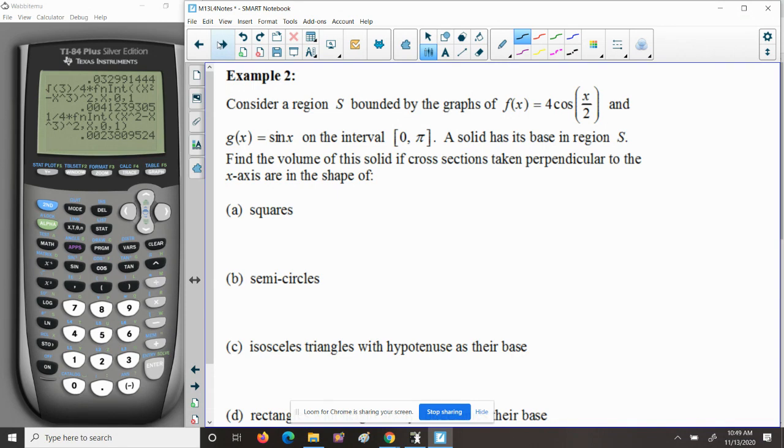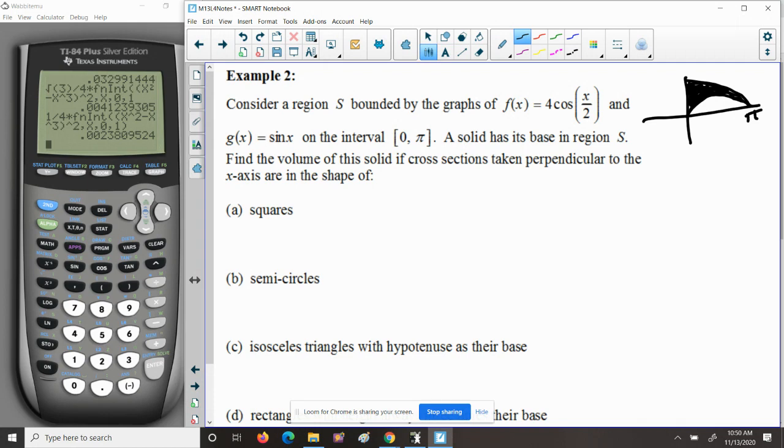So let's go through. First of all, let's talk about what our region looks like. Okay, 4 cosine of x over 2. We're going to start and kind of go down here. Sine of x, going to start at 0. These are going to end up meeting at pi, because think about y. Pi over 2, 4 cosine pi over 2 is 0. Sine of pi is 0, so those end up meeting at pi, which is the edge of our region. So we're looking at this region in between.